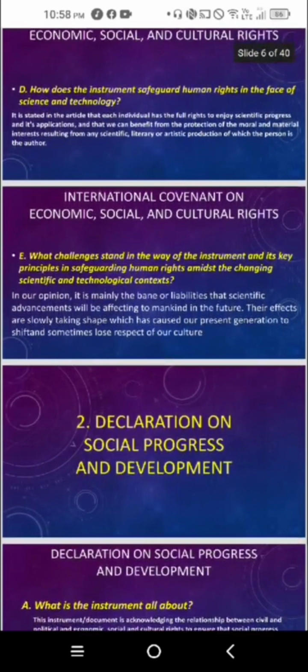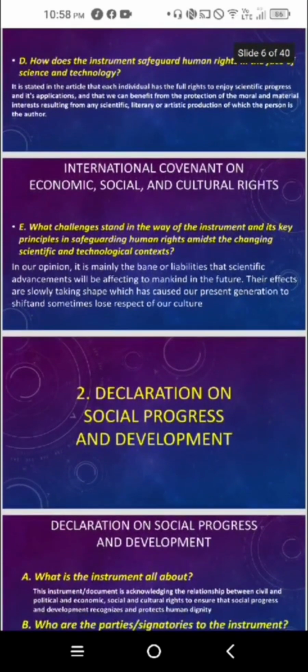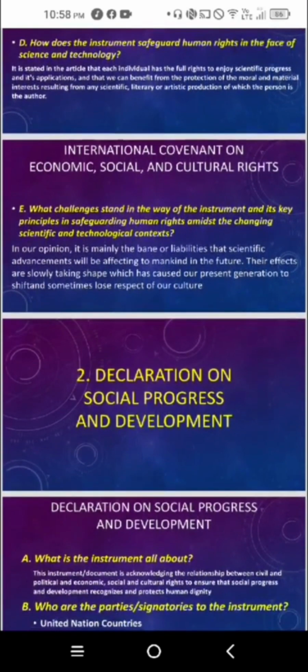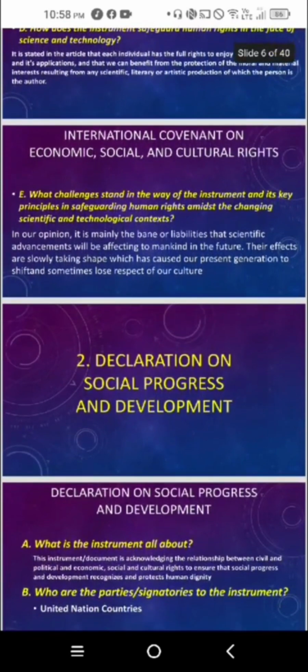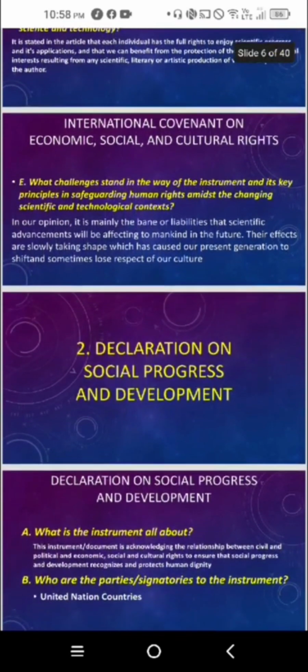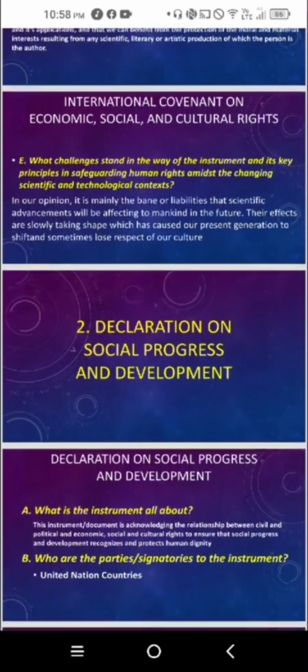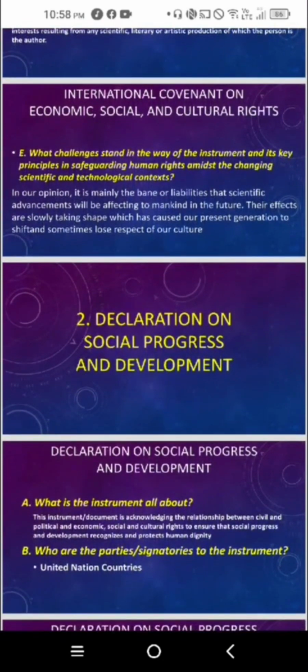What challenges stand in the way of the instrument and its key principle in safeguarding human rights amidst the changing scientific and technological context? In our opinion, it is mainly the pain or liabilities that scientific advancement will bring to mankind in the future. Their effects are slowly taking shape, which has caused our present generation to shift and sometimes lose respect of our culture.